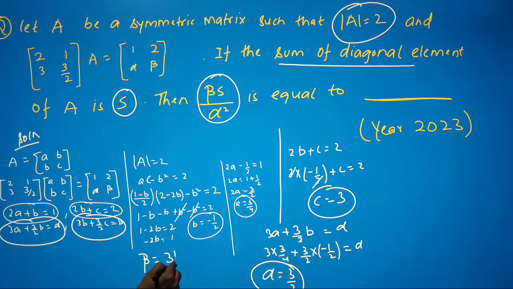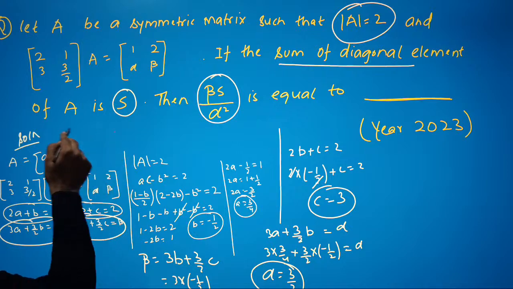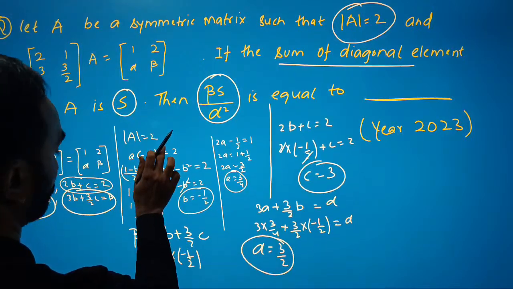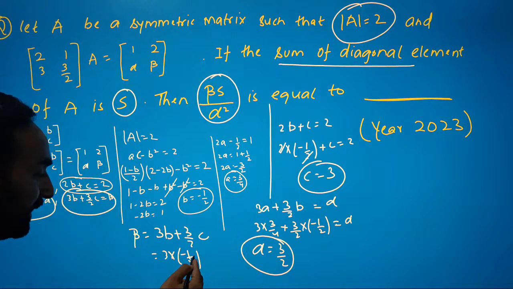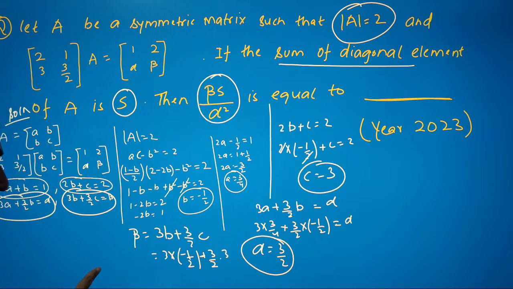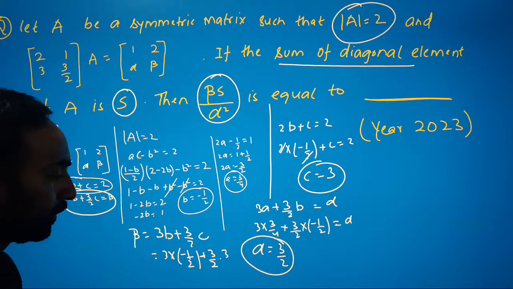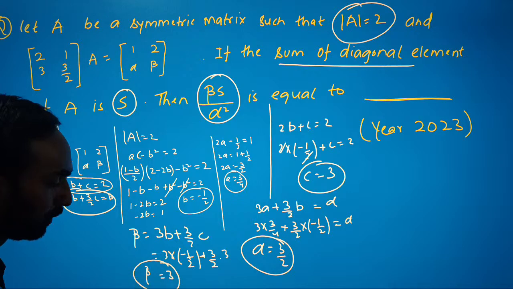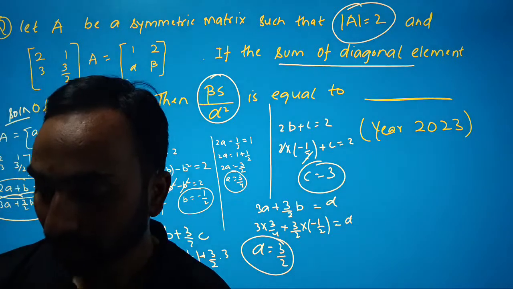Now we have to find one more value, that is beta. Beta is equal to 3B plus 3 upon 2C. Solving this, 3 into minus 1 upon 2 plus 3 upon 2 into the value of C, which is 3. So I will get minus 3 upon 2 plus 9 upon 2, which is equivalent to 6 upon 2, and beta we get is equal to 3, right? The value of beta is equal to 3.